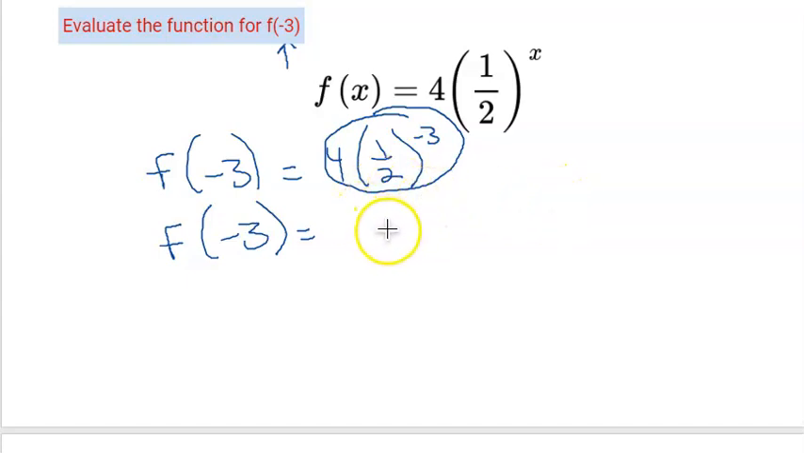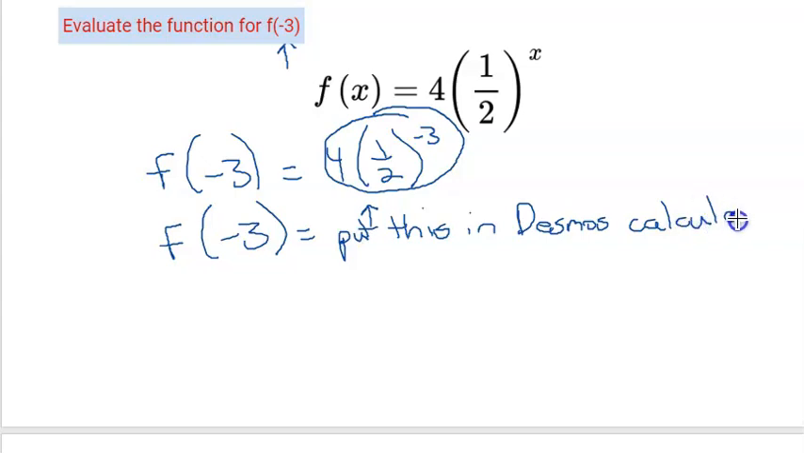So I'm not sure, actually, I didn't do it ahead of time. I don't know what that is when you put it in the calculator, but I'll just make an arrow. Put this in the calculator. Just the way it is, be careful, parentheses, the negative in the exponent there. Use the Desmos calculator to get an answer. You are not typing in this f of -3 part. You are only typing in what I circled here and get a number answer, and then that's your final answer.